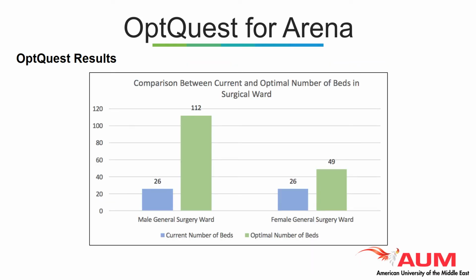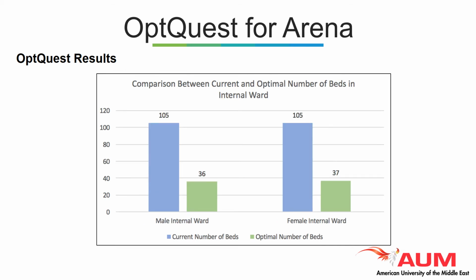Based on the OptiQuest results that were shown in the previous slide, we noticed a major change with two of the hospital wards, which are the general surgery wards and internal wards. As shown in the graph, we recommend to increase the number of general surgery beds to 112 for males and increase the number of beds to 49 for females. As opposed to this, we recommend to decrease the number of beds in male internal wards to 36 and decrease the female internal beds to 37.